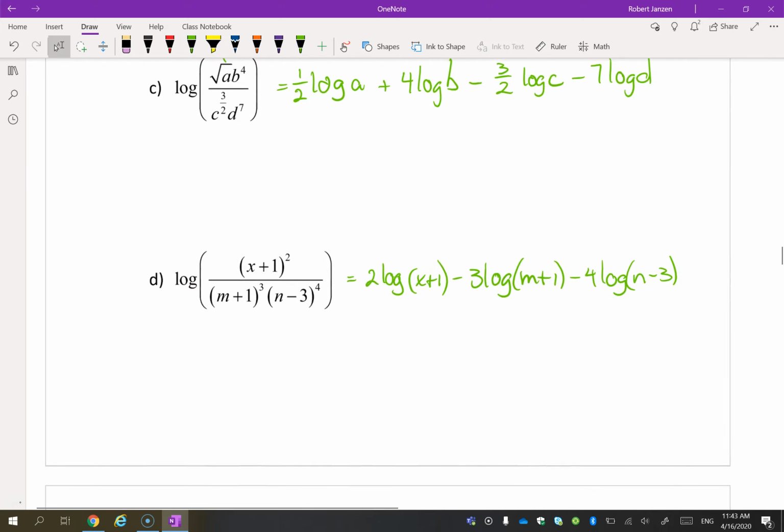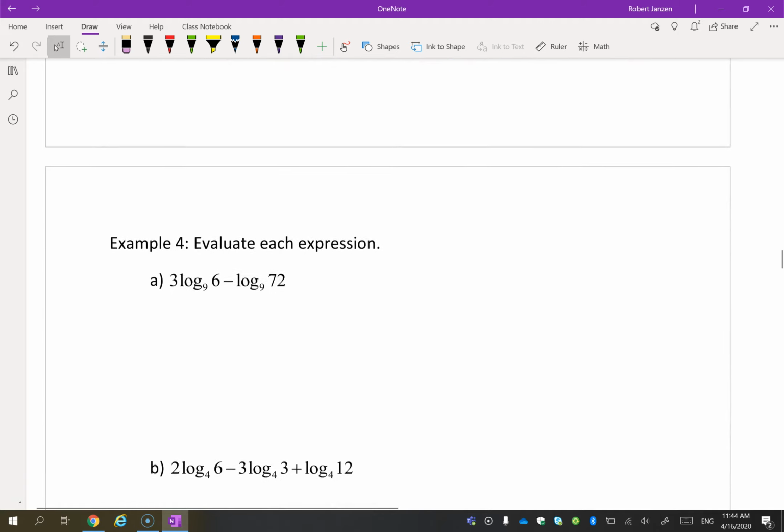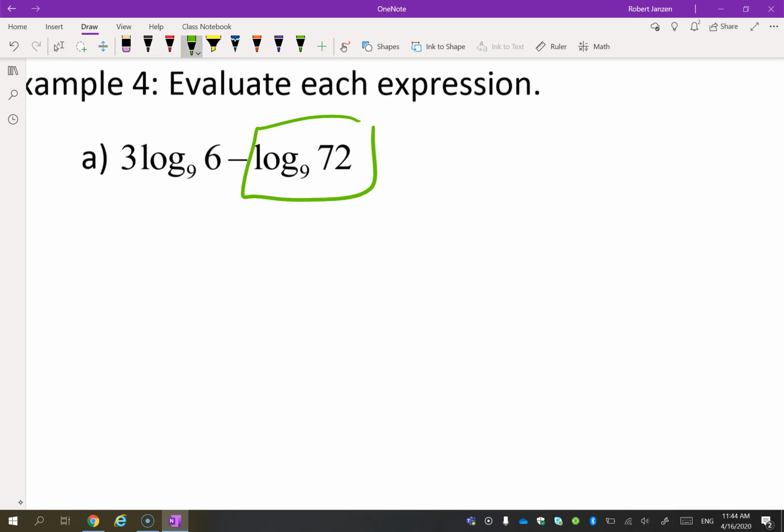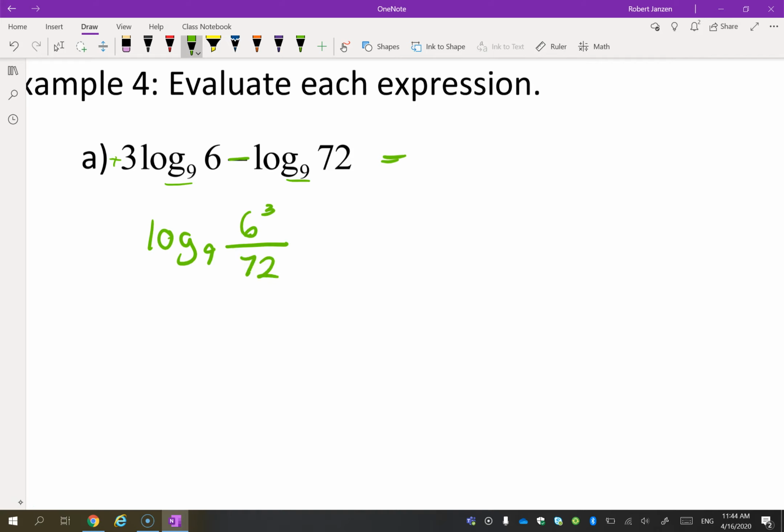Okay, so those are the log laws, kind of practice using them. Let's see how to use them to actually evaluate. Okay, so if you just had this, 9 to what power equals 72? Well, that's impossible. There is no power of 9 that equals 72. So this can't be done the way it is, but maybe we can condense this into one log, because they're both log base 9s. Okay, so I'm going to write log base 9, and this is positive, so I'm going to write 6 cubed. This one's negative, so I'm going to divide by 72.